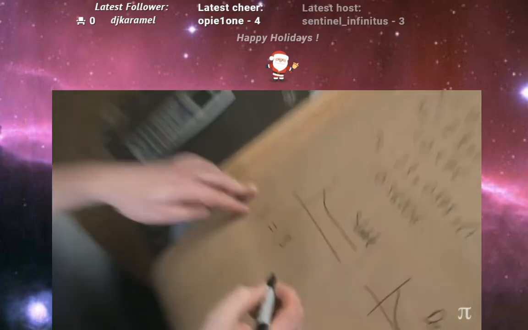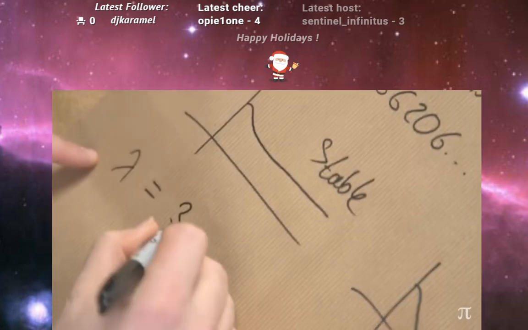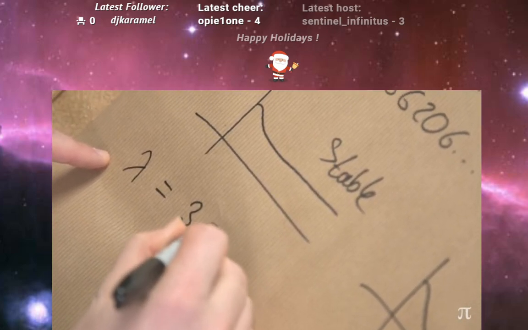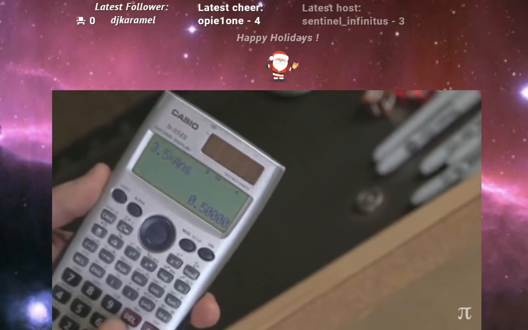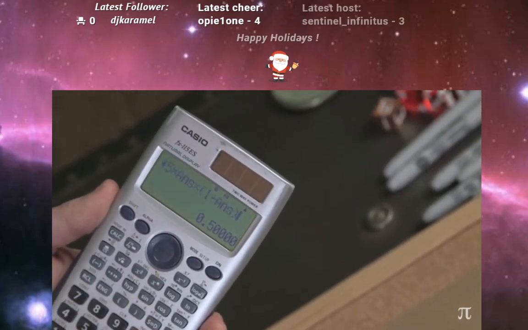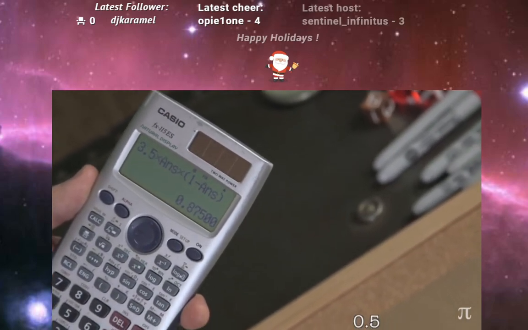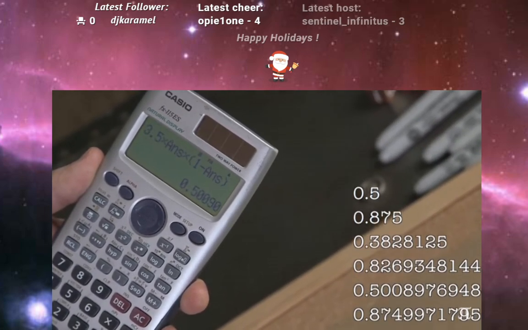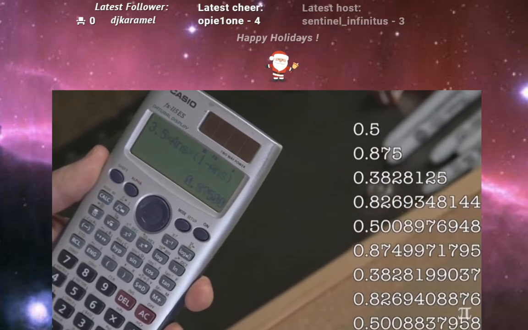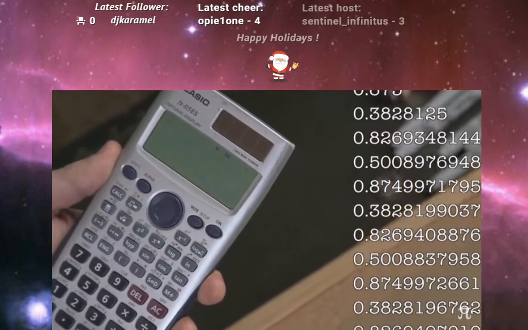I'm going to pick lambda to be, this is a carefully chosen value, 3.5. Let's try that one. I'm going to set the population to be a half. 3.5 is lambda multiplied by the previous population multiplied by 1 minus the previous population. This time it goes up to 0.875, 0.38, 0.82, 0.50. Wait, these are all different. I'm just going to keep pressing it. But it's definitely not settling down. I'll show you what's happening on the screen.